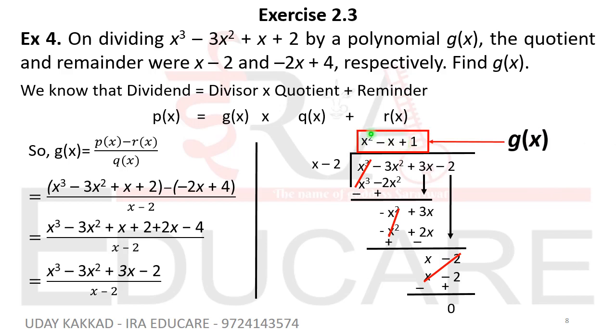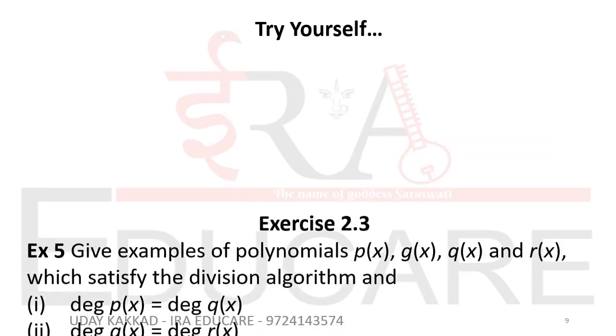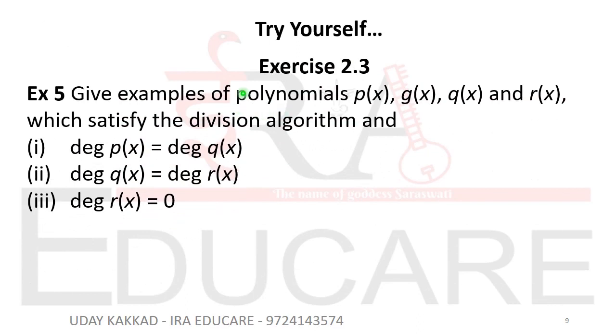So by that, if you have p x, q x and r x, you can easily find the g of x. If you have these two, you can also find this, by just rearranging this equation, right? So try yourself. Now I want to say, give an example of polynomials p of x, g of x, q of x and r of x which satisfy the division algorithm.